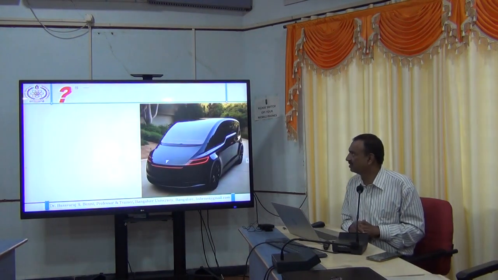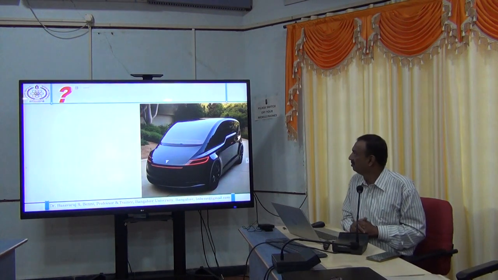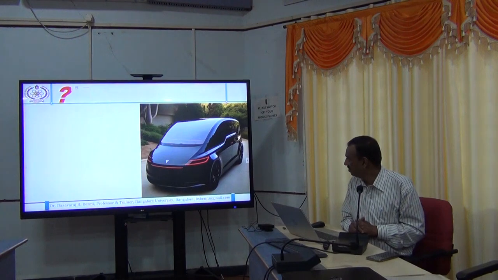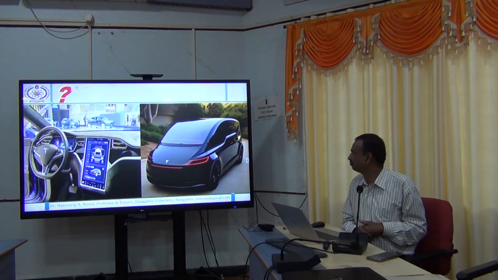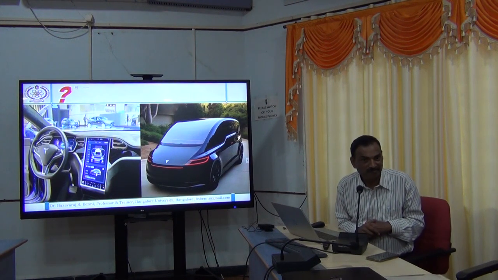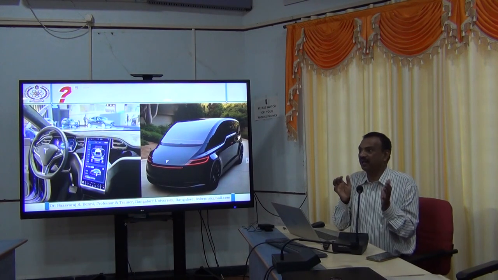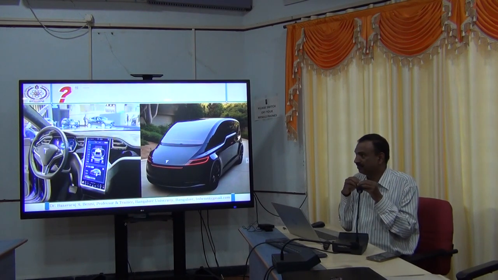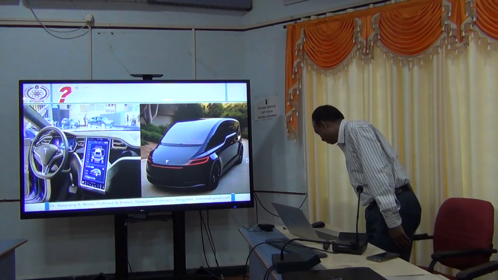I have something on top. What is this? Tesla, right? What is this? Interior. So it is easy to say, but how to make interior? Just I'll slightly move here so that it will be better to understand.